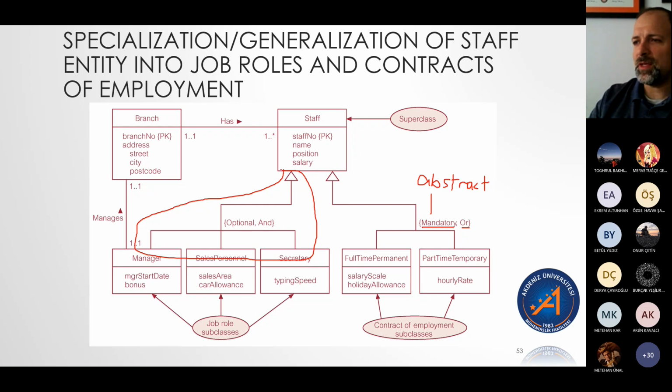We can say that for this side of things, for this parent class over here, that these are optional. So it could be just a staff or it could be one of these. But on this side, it's mandatory. If we have a staff person that exists, they must be one of these.